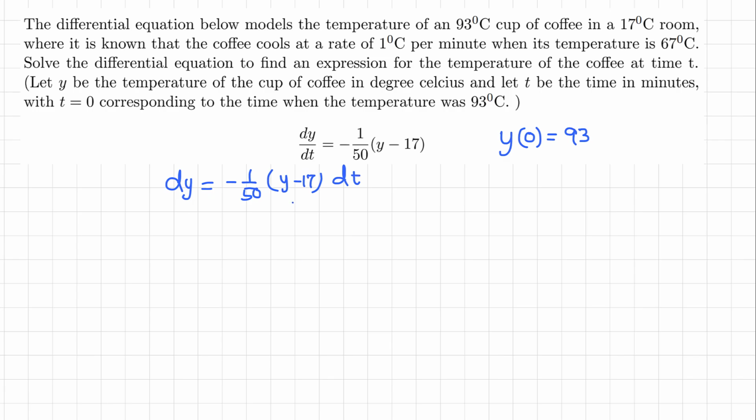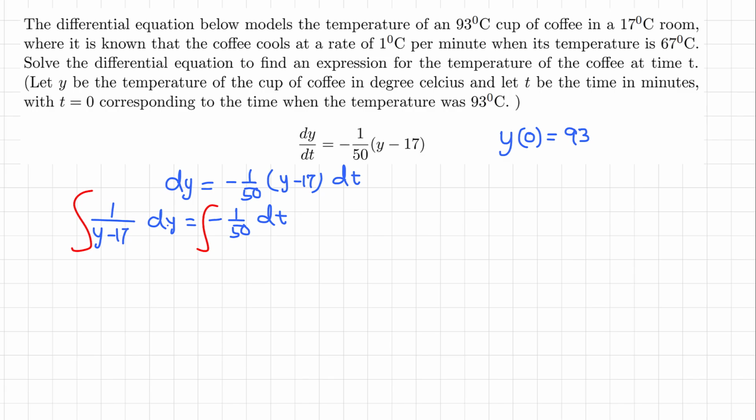y minus 17 is a factor and here is dy, so we need to bring this to the left side. That means divide both sides by y minus 17. This is a whole thing because of parentheses. So divide by y minus 17, so this is 1 over y minus 17 dy equals negative 1 over 50 dt. Now integrate both sides.